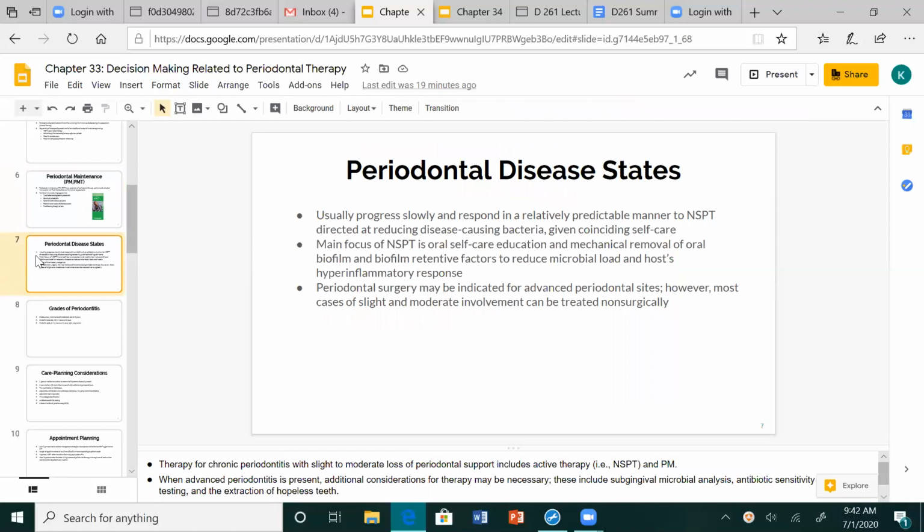So, usually periodontal disease, like we've talked about in class a lot, is something that progresses slowly and will respond in a relatively predictable manner to non-surgical periodontal therapy.